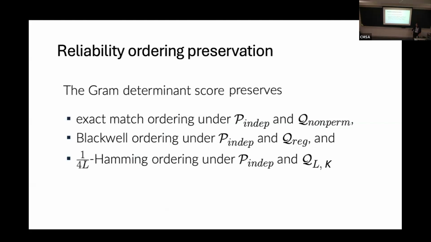So what properties does it have? This Gram Determinant Score can preserve or approximately preserve the three reliability orderings that we talked about under certain conditions. So we still need conditions on what the experiments look like and what the Q matrix looks like. What I want to highlight is that we do need the experiments to be independent. What does it mean? It means that the columns of the matrix P need to be linearly independent. So the distribution of Y conditioned on different values of X needs to be linearly independent. That's the requirement here.